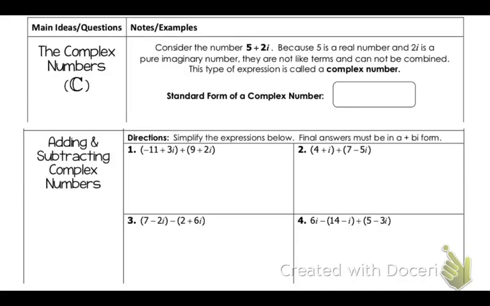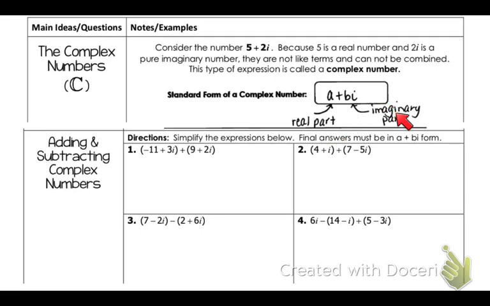All right, we're going to go ahead and continue with complex numbers. They're asking us to consider the number 5 plus 2i. That's what we would consider a complex number because the 5 is a real number and the 2i is a pure imaginary number. They are not like terms. They cannot be combined. But whenever you see something in the form of a plus bi, that is what we call complex. And then I'm actually going to write it right here.